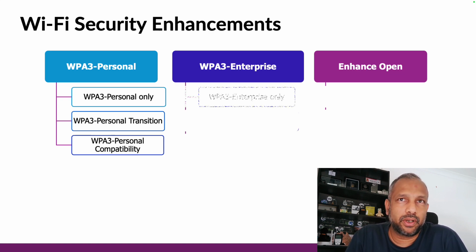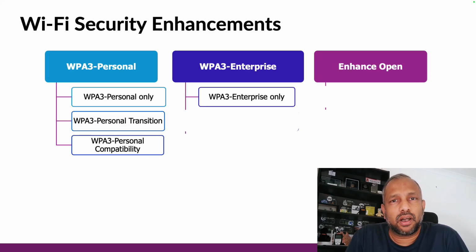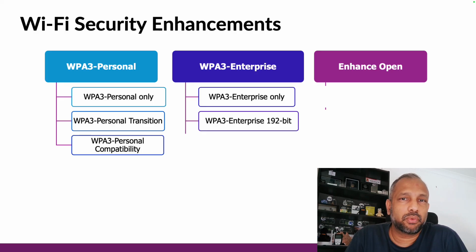In enterprise security, again, we have WPA3 enterprise only. But here, they introduced another mode called 192-bit mode, for very sensitive environments like government and defense. You can implement 192-bit security across authentication, key integrity, and encryption. So there is a specific mode called 192-bit mode available.